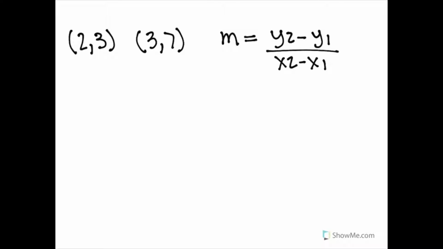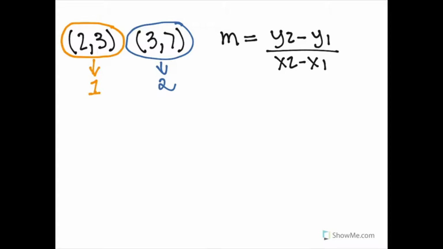You might be wondering, what does 2 refer to and what does 1 refer to in the equation? Well, this just means that we're going to give our 2 points a different label. So the first point, (2, 3), will be labeled 1, which just means point 1. And then our second point, (3, 7), will be labeled 2, which means the second point.